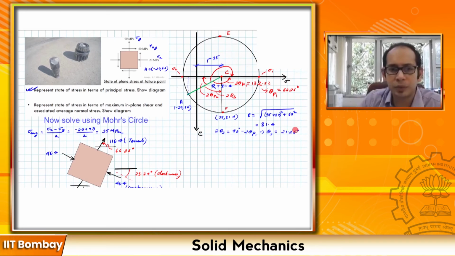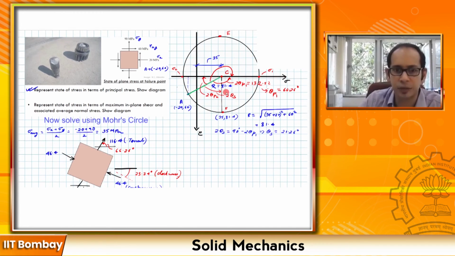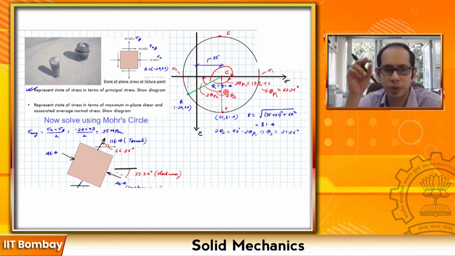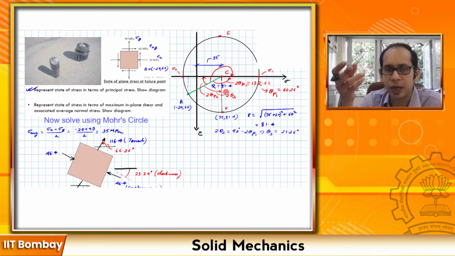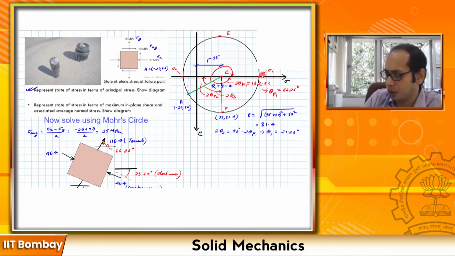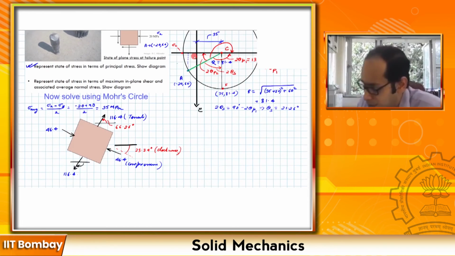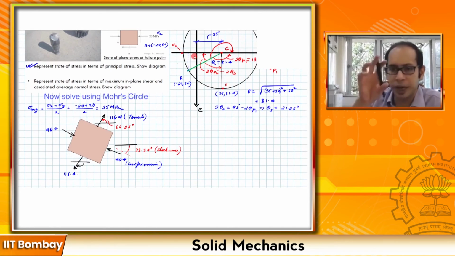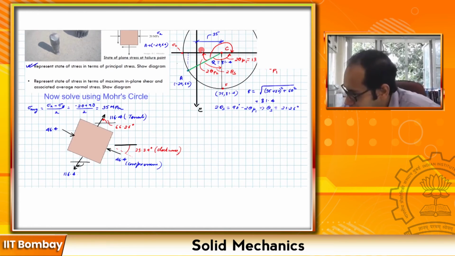So theta s comes out as 21.26 degrees, and you see the sense of rotation here. The sense of rotation is anti-clockwise. So in the original plane also, it is going to be anti-clockwise, and the angular rotation will be 21.26 degrees. So let's go ahead and mark the element that is there for the in-plane maximum shear. It will rotate in an anti-clockwise manner.